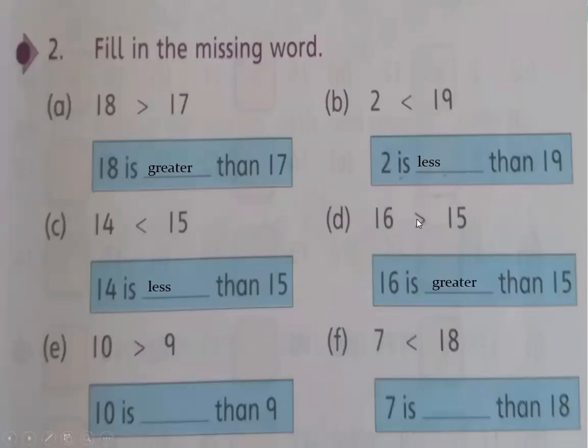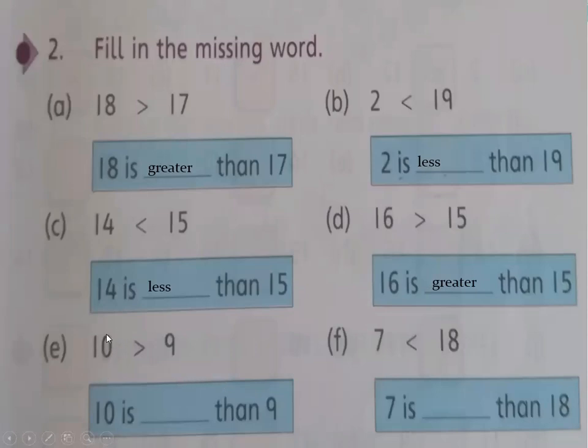I hope you all have understood that when the number is bigger or greater or more, we put this sign. The crocodile mouth is open over there. Always remember, we open the crocodile mouth where the number is bigger or greater, and we put the closing side of the sign where the number is small. So 16 is greater than 15.